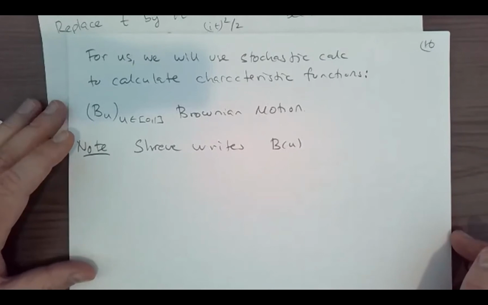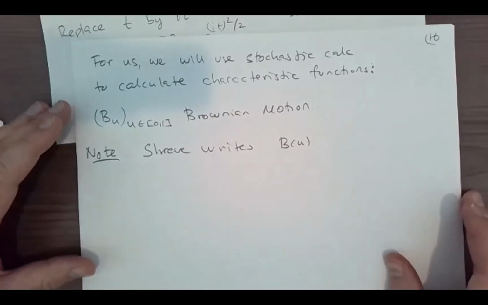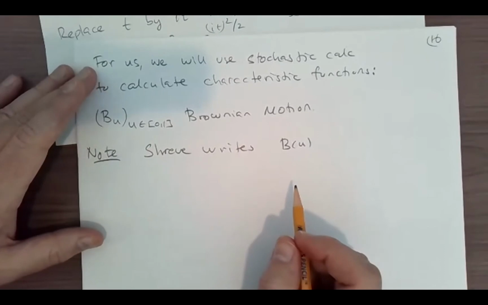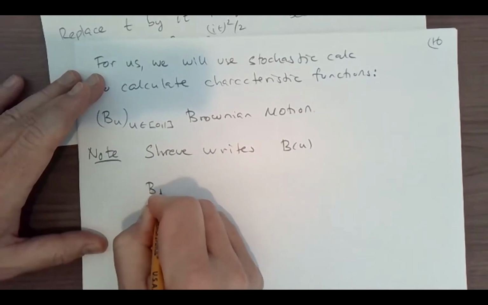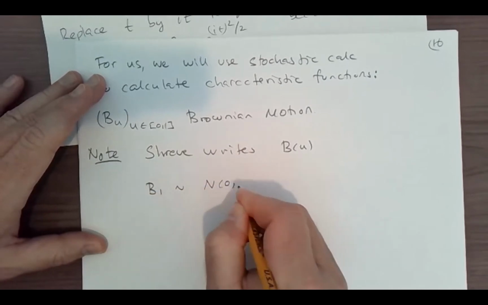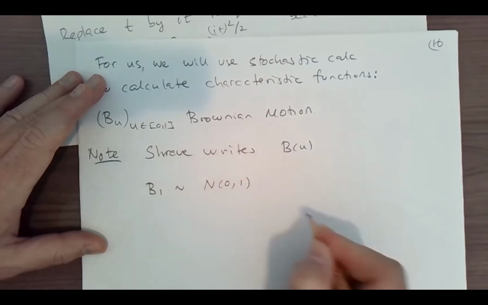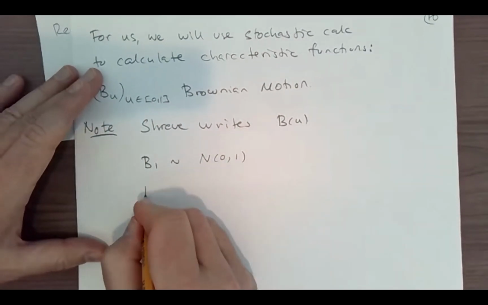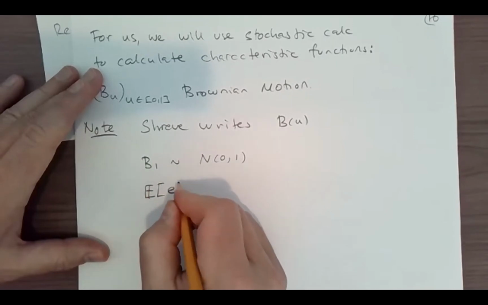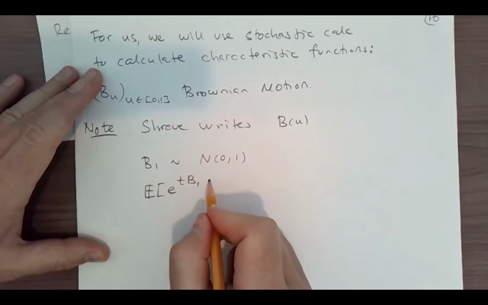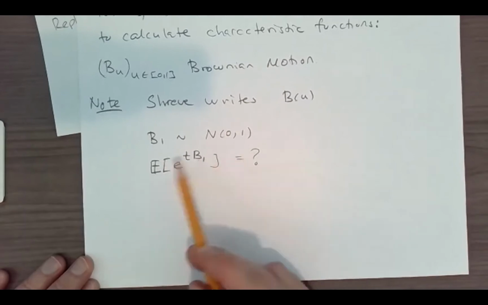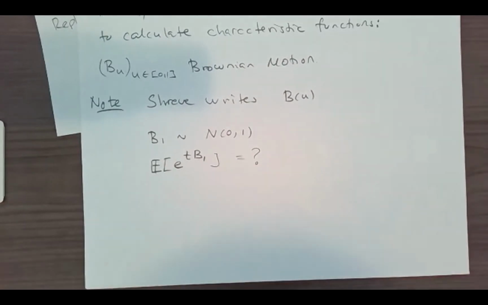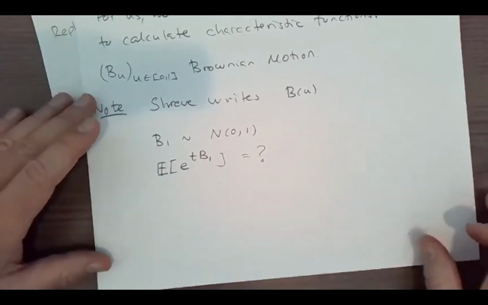So this is a Brownian motion, and one of the properties of a Brownian motion is that it's normally distributed. So we'll then use that B_1 is going to be normally distributed with mean 0 and variance 1. So I'm interested in computing E of e to the tB_1. Because this is standard normal, I'm interested in calculating the moment generating function for a standard normal. So here are a couple of ways to do it. So here are 2 ways.